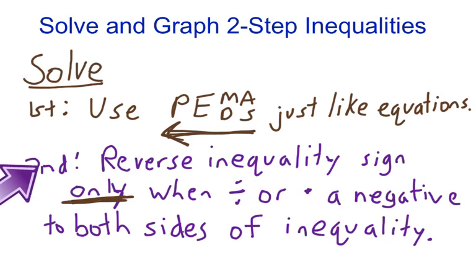Secondly, we want to reverse the inequality sign. That means the greater than or the less than sign, only when we're dividing or multiplying a negative to both sides of the inequality. Go ahead and pause the video if you need to make sure you have those two notes jotted down. Let's apply what we just learned.